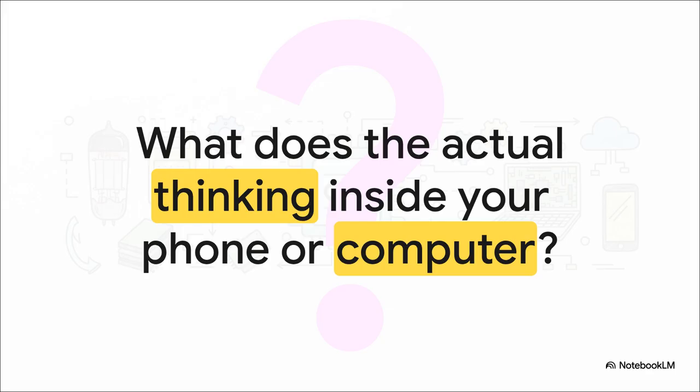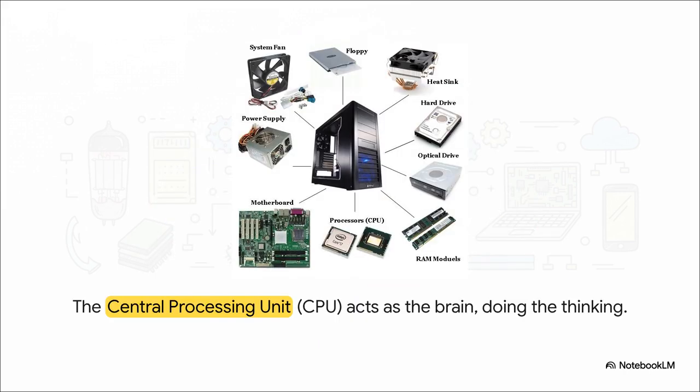So let's start with a really simple question. You tap your phone screen, you click your mouse. What is actually going on inside that machine to make it all work? I mean, what's doing the real thinking here? Well, the answer is this small, pretty unassuming looking chip right here. Amongst all the fans and the drives and the circuit boards, it's the central processing unit, the CPU, that's the real brain of the whole operation.